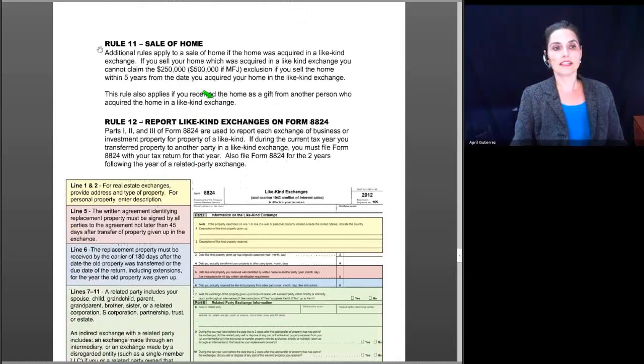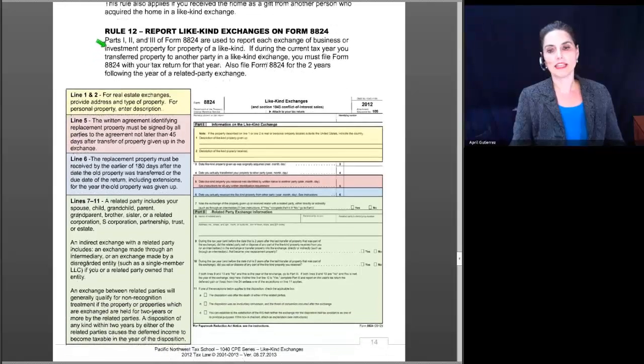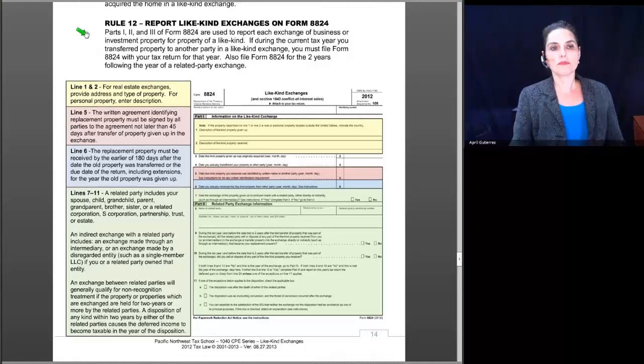Rule number 11, sale of home. Additional rules apply to the sale of home if the home was acquired in a like-kind exchange. If you sell your home which is acquired in a like-kind exchange, you cannot claim the $250,000 or $500,000 exclusion if you sell the home within 5 years from the date that you acquired the home in the like-kind exchange. This rule also applies if you received your home as a gift from another person who acquired the home in a like-kind exchange. Rule number 12, report like-kind exchanges on Form 8824.